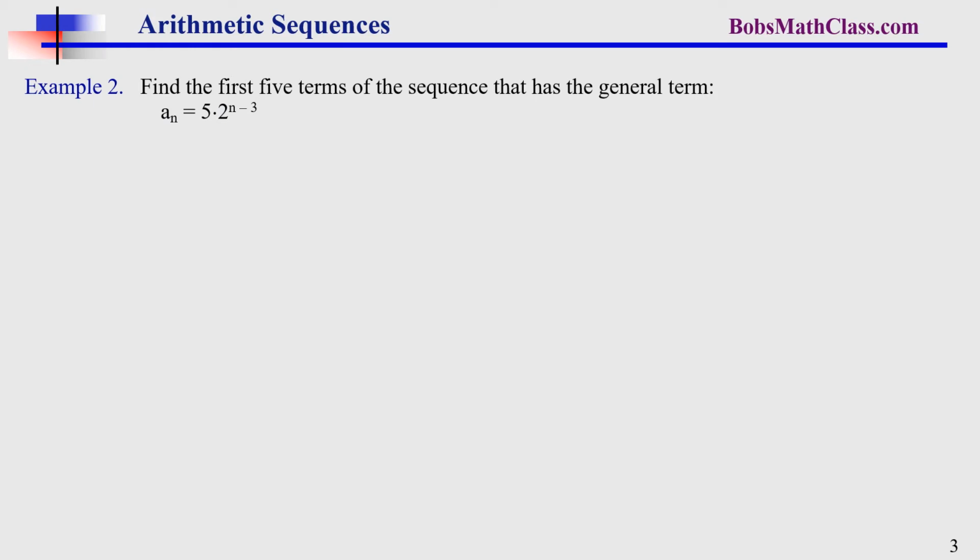Here's our next example. Again, the same directions. We want to find the first 5 terms. This one isn't as easy though. It's actually called a geometric sequence. But again, what we're going to do is plug in n equals 1, work it out, n equals 2, work it out, etc.